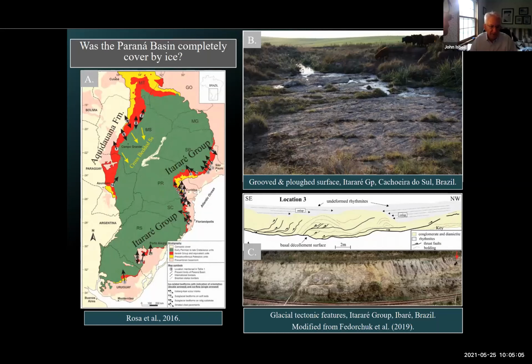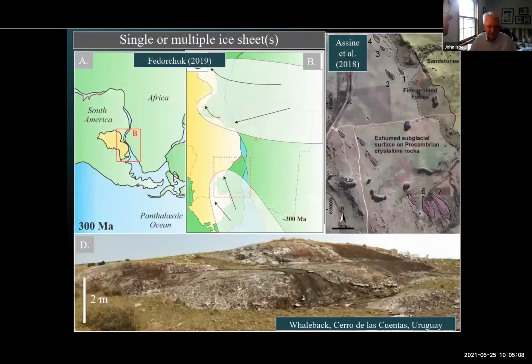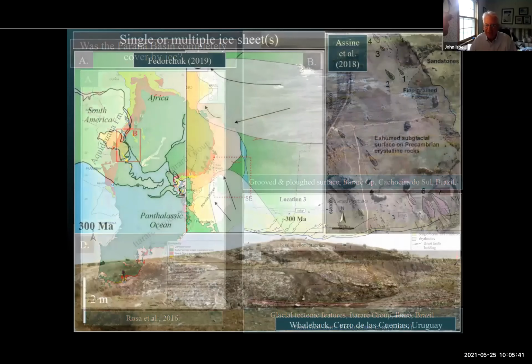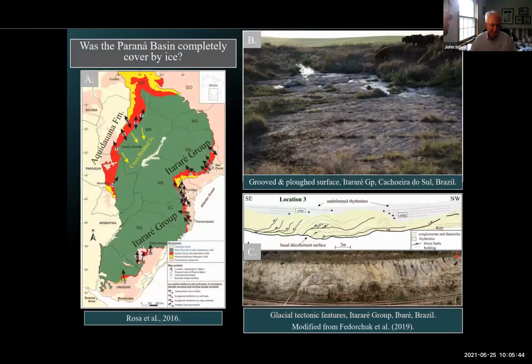That's also true if you look at the southern margin. There's indicators suggesting ice flow northward out of Uruguay and into the Paraná Basin. The facies there show when we have surfaces that are exposed, they are grooved and plowed, and they suggest subglacial deposition and deformation, an abundance of dimictites that are interpreted as subglacial in origin, and then some of the work here by Nick Fedorchik showing glacial tectonic structures, so subglacial deposits and ice contact deposits. Next slide.